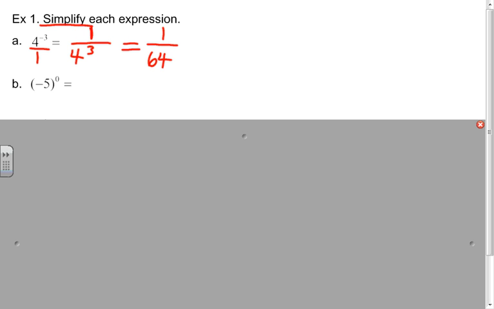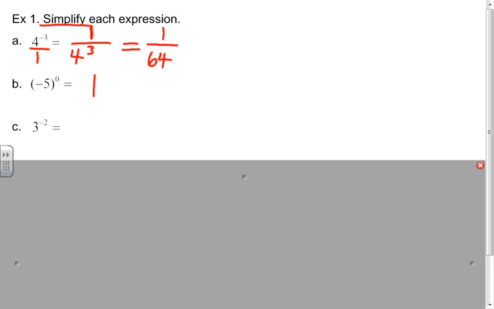Now, parentheses are really important in this section. Okay? We'll talk about why here. This is negative 5 to the 0 power. Well, we know that anything to the 0 power is 1. Okay? So I know that my answer here is going to be 1. Because anything to the 0 power is 1. That is rule 7 on your cheat sheet.